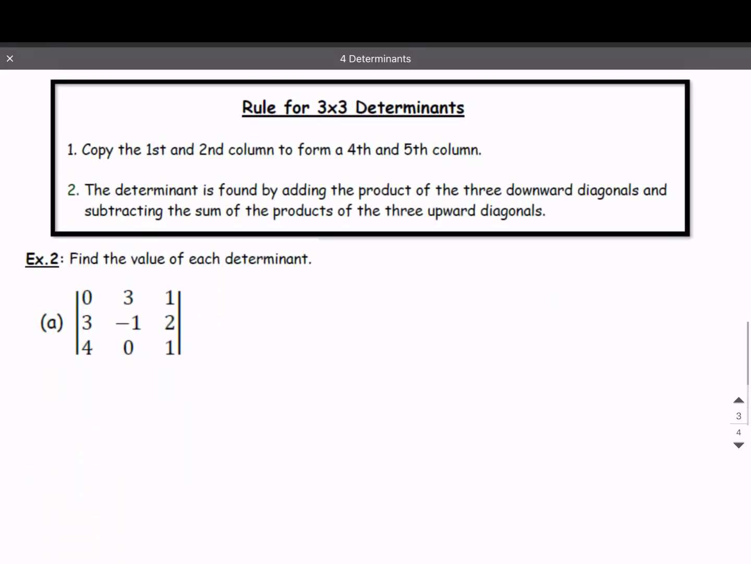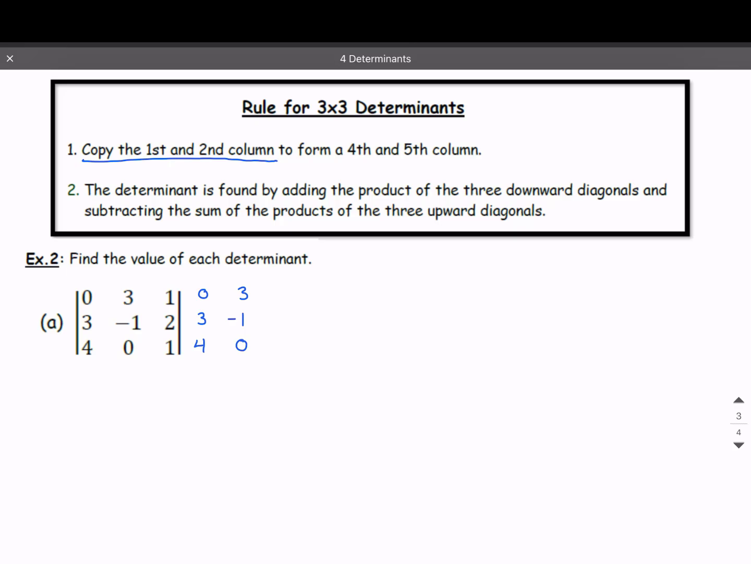Now, 3 by 3 matrix, that one's a little different. Notice the size. This example that I have down there is a 3 by 3 matrix inside those absolute value-like symbols, which means it's the determinant of the matrix. So the steps. First, we copy the first and second column in order to form a fourth and fifth column. So we're going to copy 0, 3, 4, and then we're going to copy 3, -1, 0. Okay, so far so good.